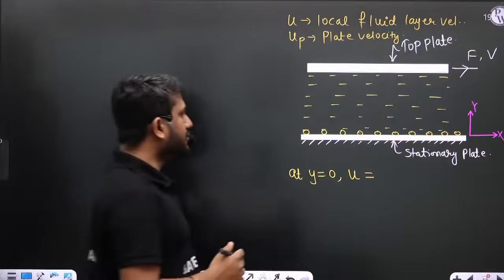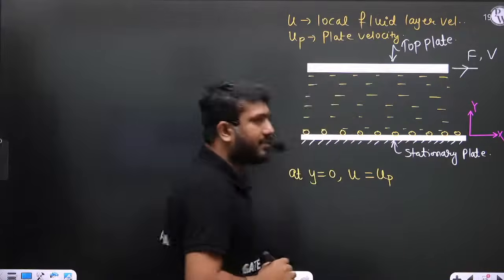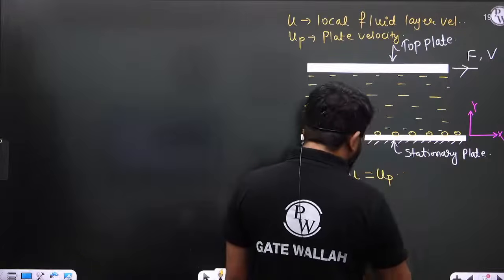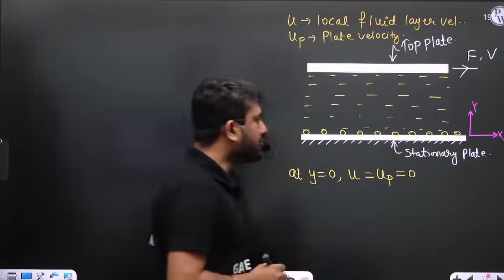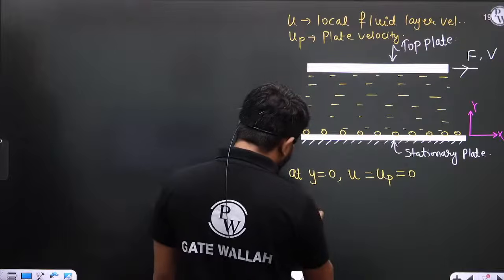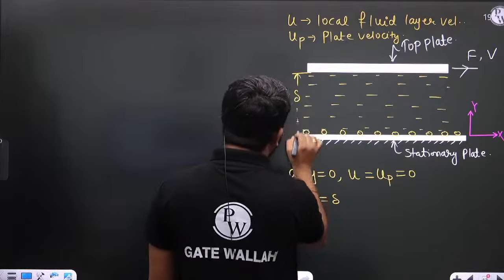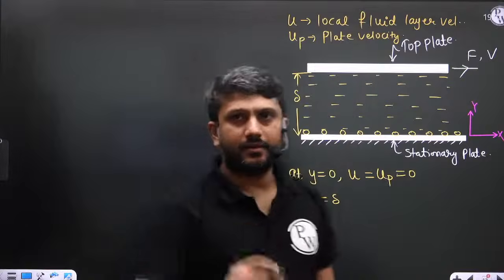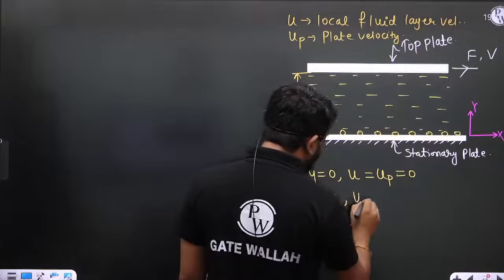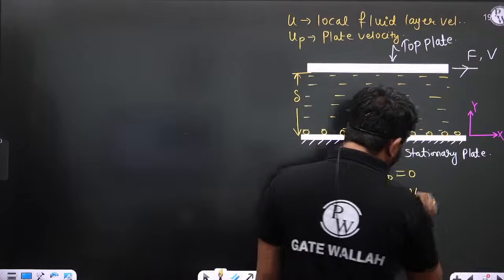So at y is equal to 0, the fluid layer has the same velocity as the plate velocity, right? And at y is equal to 0, the plate is stationary, so we can say at y is equal to 0 that u is equal to 0. Now in a similar fashion, at y is equal to delta, let us consider here to here, this gap is delta, right? So at y is equal to delta, u is equal to, again, up, and this is equal to v.